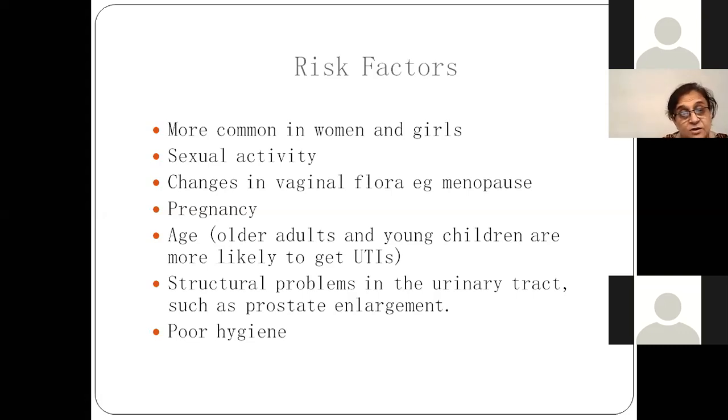Then pregnancy also predisposes to UTI. Similarly, older adults, I just told you, are more prone, and children are also more prone to get urinary tract infections. Structural problems in the urinary tract, such as prostatic enlargement, again predispose to infection. Poor hygiene can be a risk factor in all age groups, in women and in men. Poor hygiene is itself a risk factor for urinary tract infection.